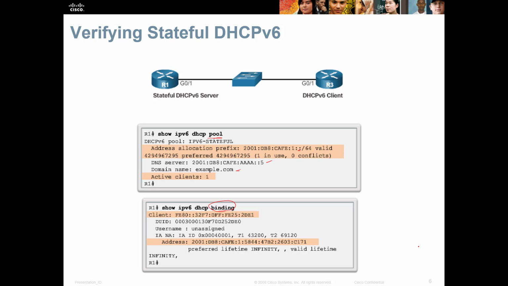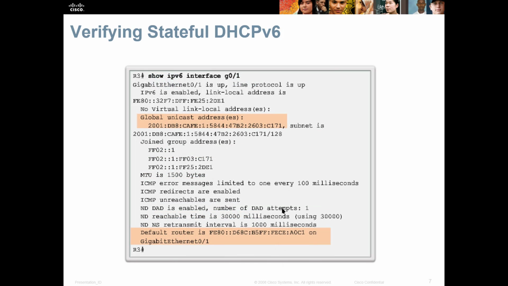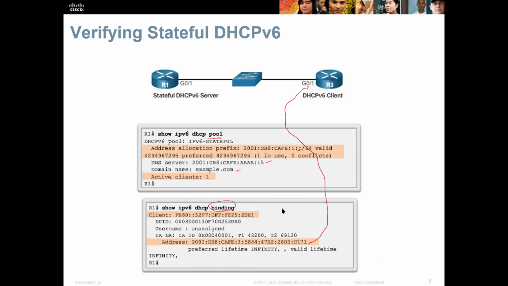So this guy got assigned to that, okay? And it's bound by that link local address there ending in 2DE1. Okay, so in verifying this, a lot of this we've seen. We just saw this C171. So notice now, just so you know where we're at here in the picture, C171 is bound to that port on R3.